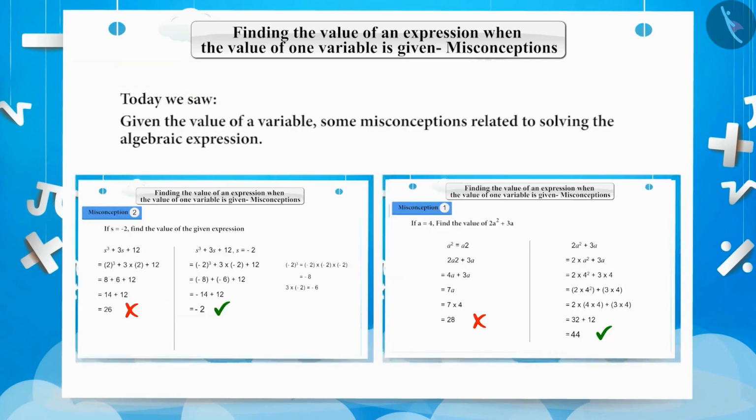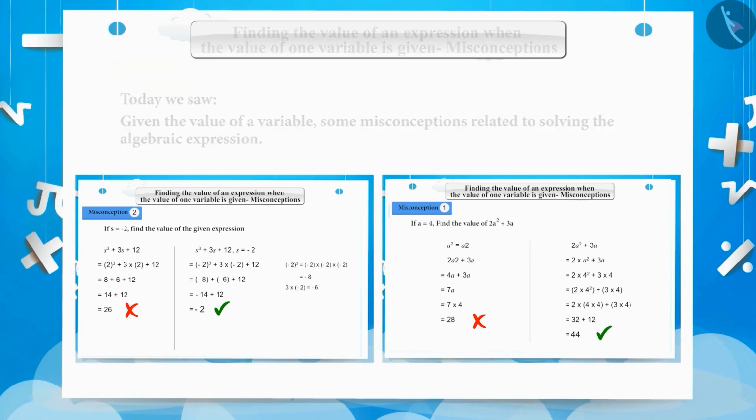Today we saw a few misconceptions related to solving the algebraic expression given the value of a variable. Hope this video cleared some of the misconceptions you had on this topic and you have a clear understanding.